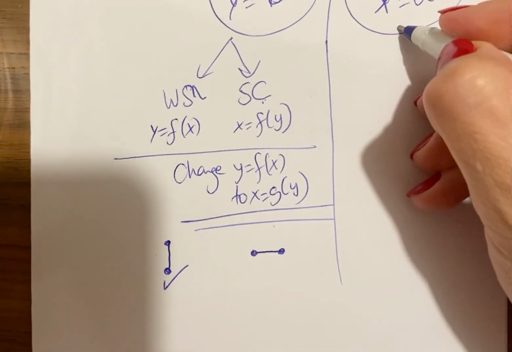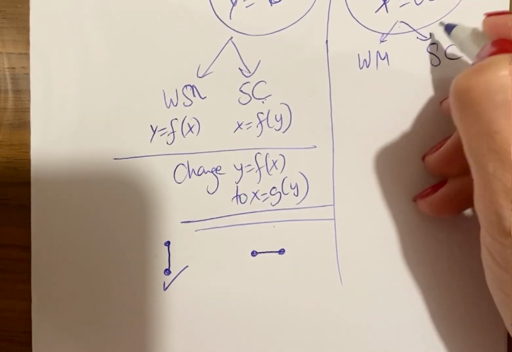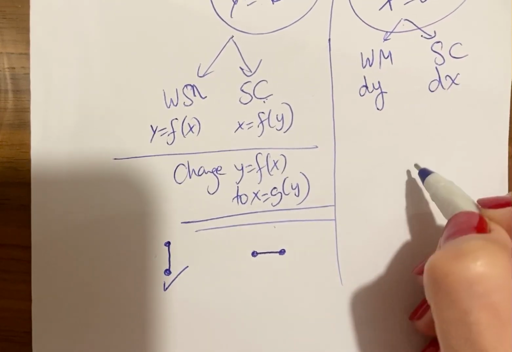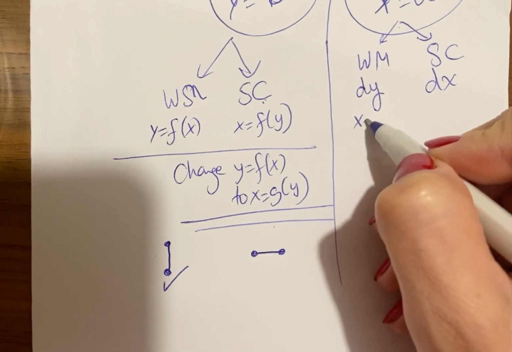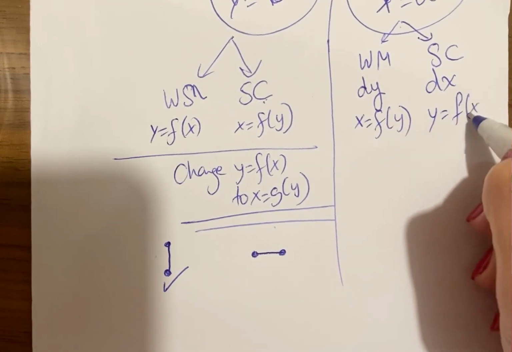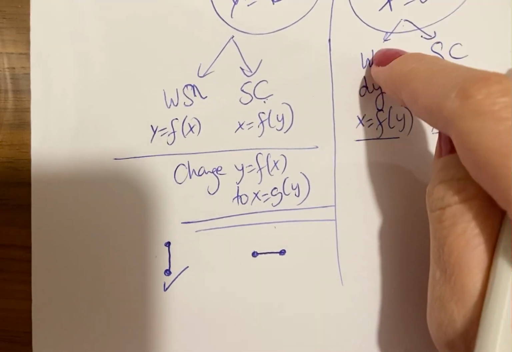Here, you do exactly the same. Washers method and cylindrical shells. If you are rotating about the y-axis, washers method says dy, this says dx. So here it has to be x equals a function of y. Here y has to be a function of x. If you cannot change, you stick to the forced method.